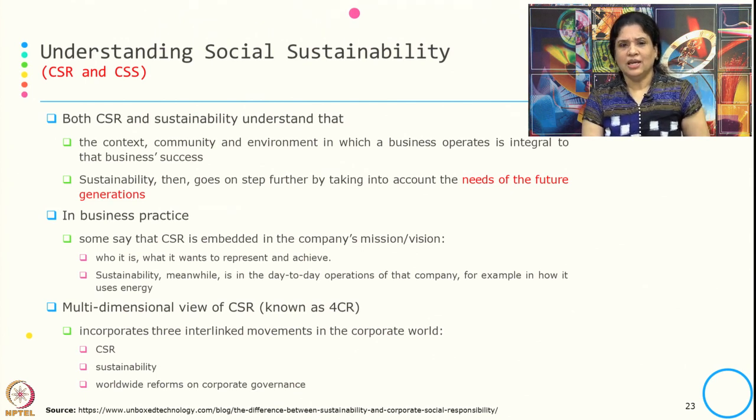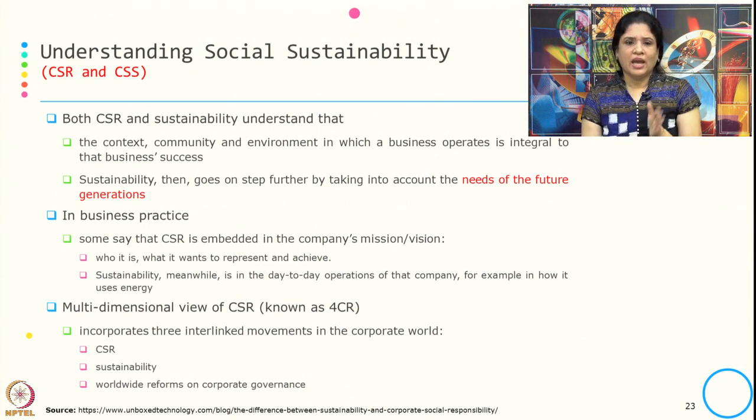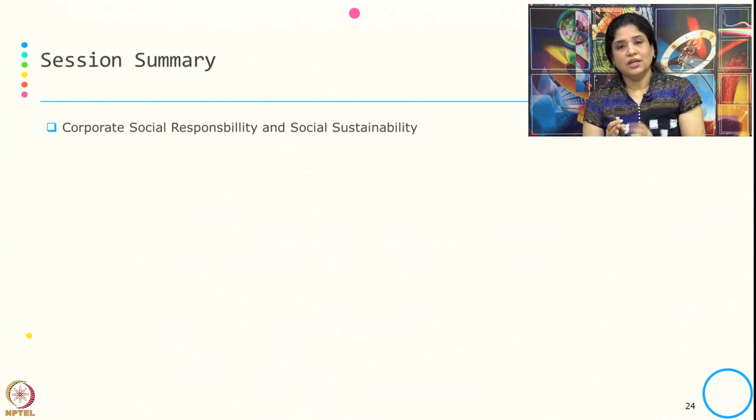So apart from CSR there is also 4CR, which incorporates CSR, sustainability and corporate governance, which is part of the newest rise of ESG. In this session we explored what corporate social responsibility means, how the top Indian companies are doing their CSR, then briefly understood social sustainability, its different dimensions and the philosophical aspects associated with it, a few examples of social sustainability by companies, and lastly the difference between corporate social responsibility and corporate social sustainability.